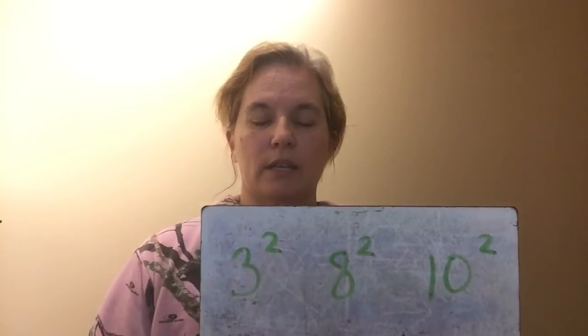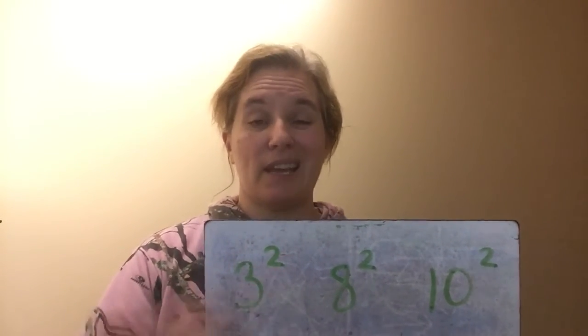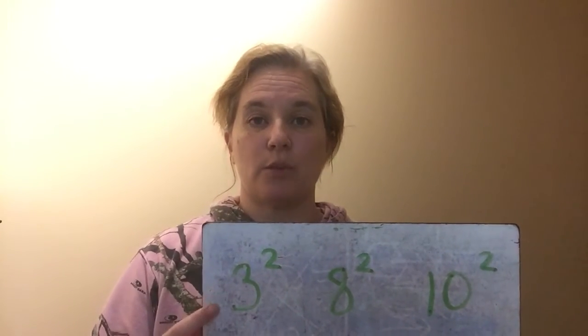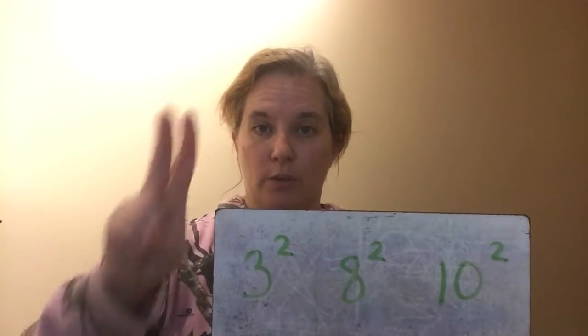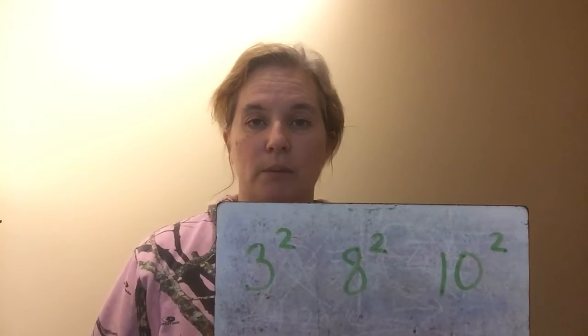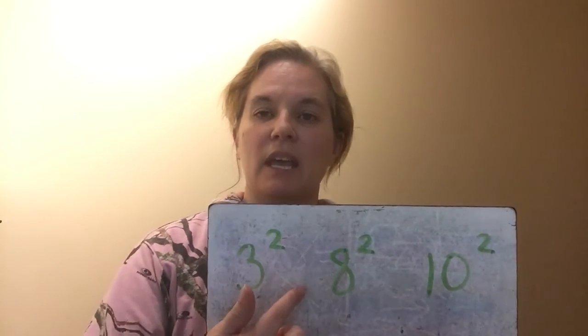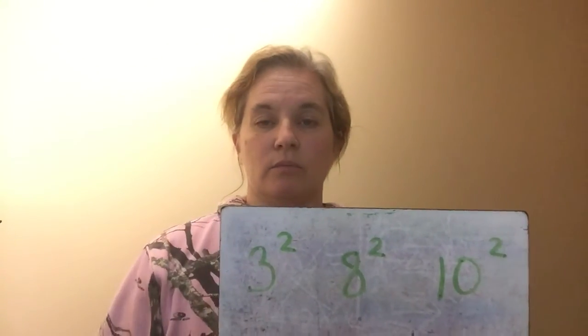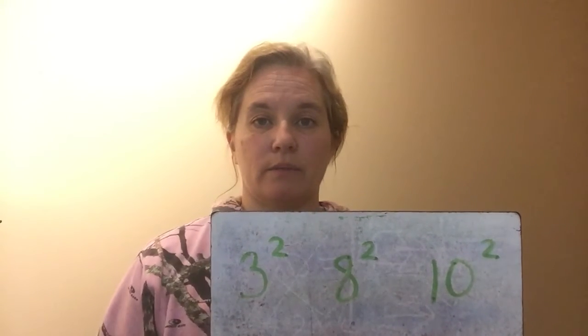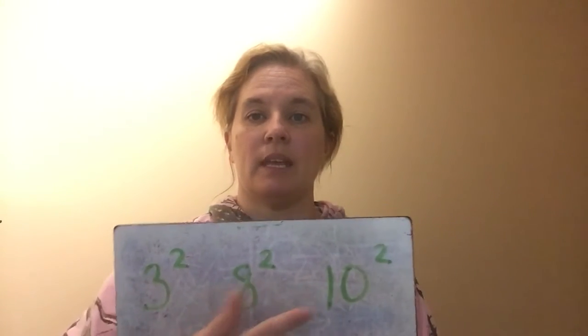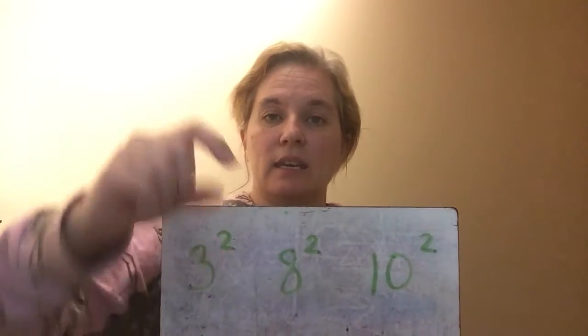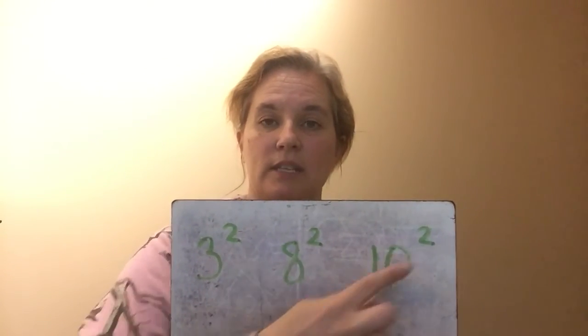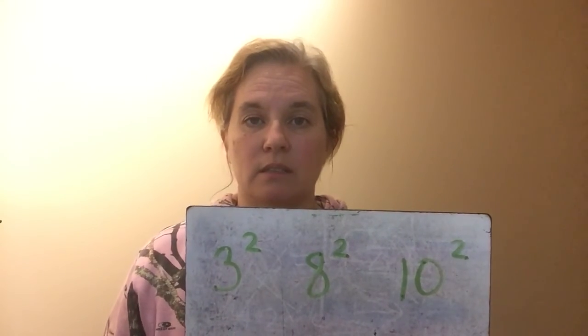3 squared. If I were going to say it as a multiplication, instead of 3 squared, I would say 3 times 3. See? 3, 3. So what's 3 squared? What's 3 times 3? 9. I've got 8. What is 8 times 8, or 8 squared? 64. 10 squared is 10 times 10. What's 10 times 10? 100. Very good.